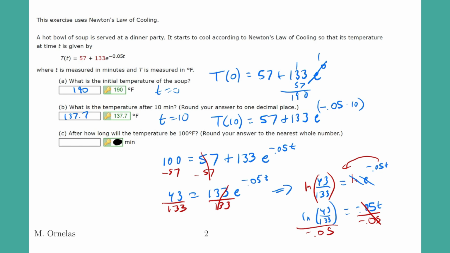So t is going to equal whatever we get. So natural log of 43 divided by 133, close parentheses, divided by negative 0.05 is 22.58. They want us to round to the nearest whole number, so that's going to be 23. 23 minutes. And that completes this section.